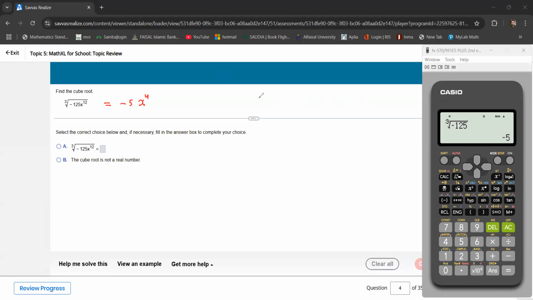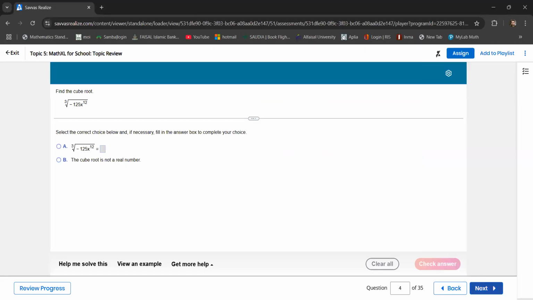Why? Because we have said before the nth root of x to the power of m equals x to the power of m over n. So when we have the third root of x to the power of 12, it means x to the power of 12 over 3, and 12 over 3 is 4, so x to the power of 4. Moving on.